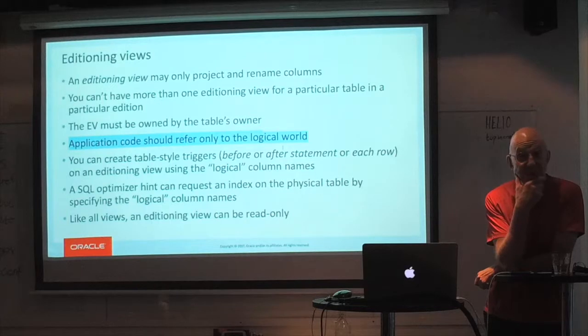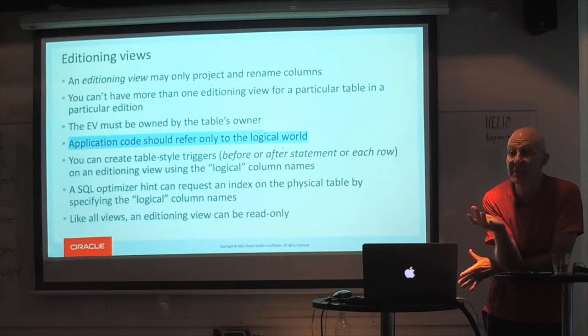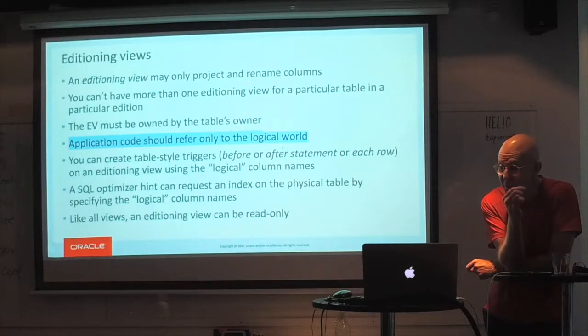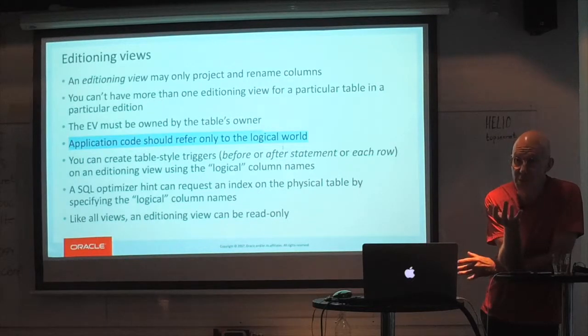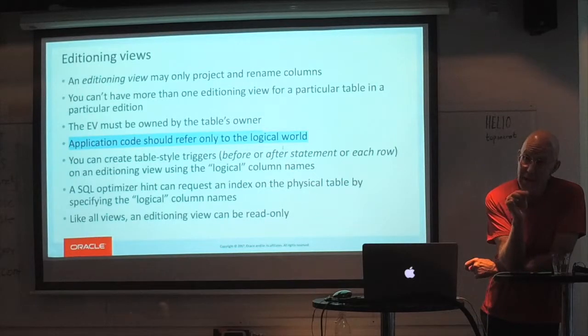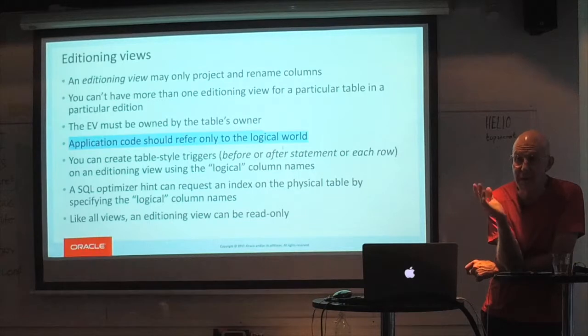We can't force you to do that, but if you don't do that, it will end in tears. Right? And the rule is application code should never, ever, ever mention the name of a table. That's one way to put it. The editioning view is the guy who mentions the name of the table. Thereafter, everyone mentions only the names of editioning views because they're the logical projection of tables into the editions.